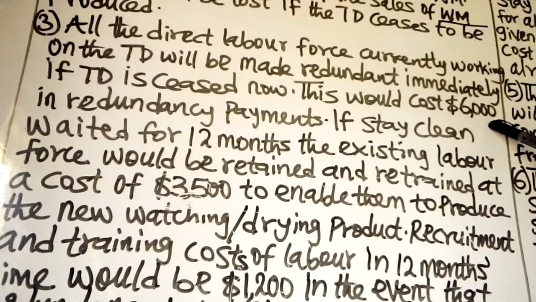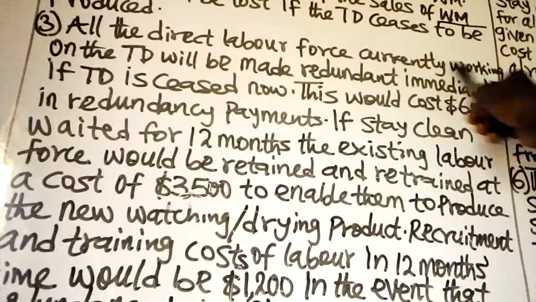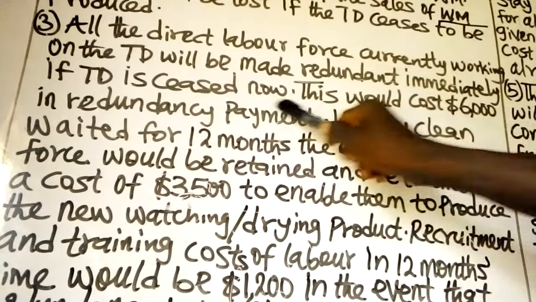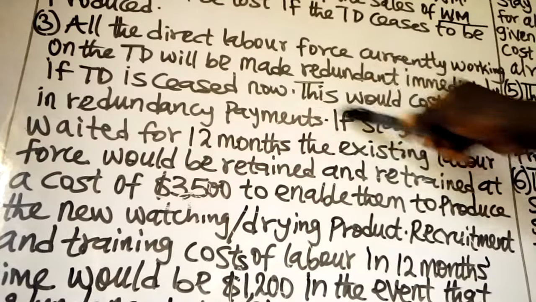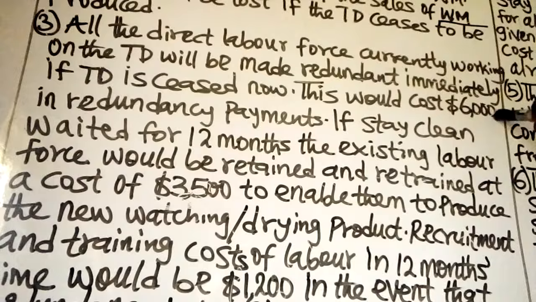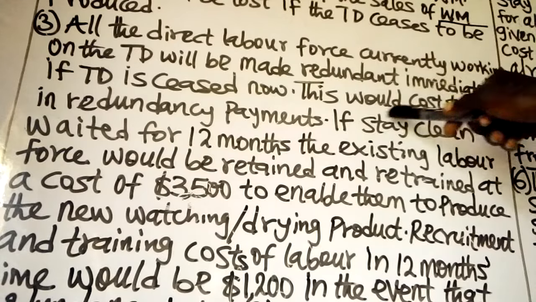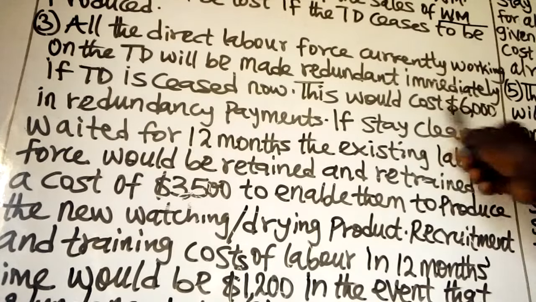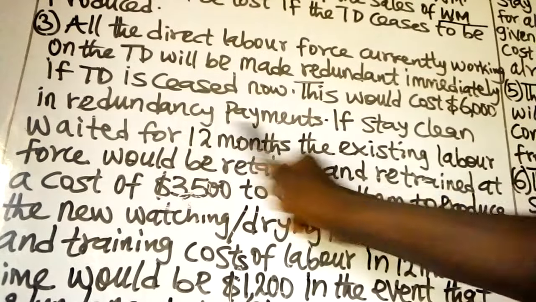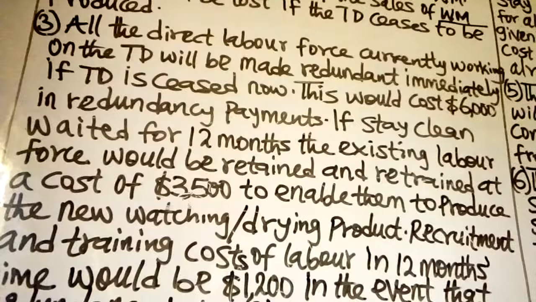The 6,000 will be incurred. All the direct labor force currently working on the TD will be made redundant immediately. If TD is ceased now, this will cost this. If you cease now, then it is then that you will incur this. This is a cost. You are going to treat this as an outflow. That means if you did not cease now, then there will be no need of you incurring this $6,000. You will incur redundancy payment if you cease now. So you treat it as cost of ceasing now.